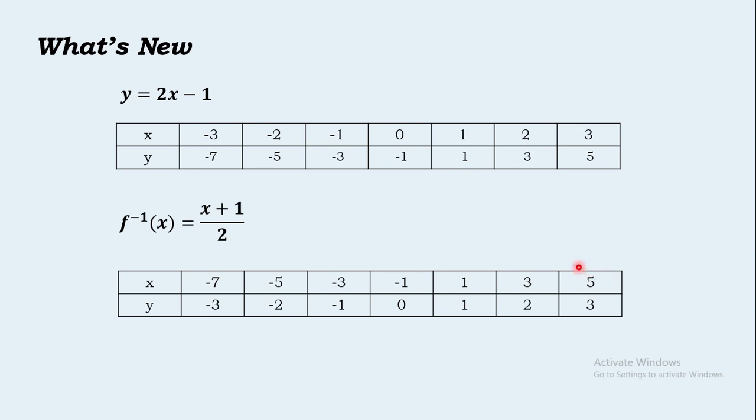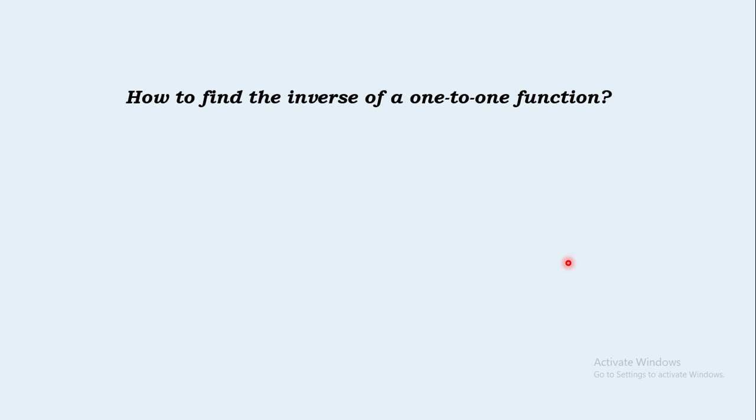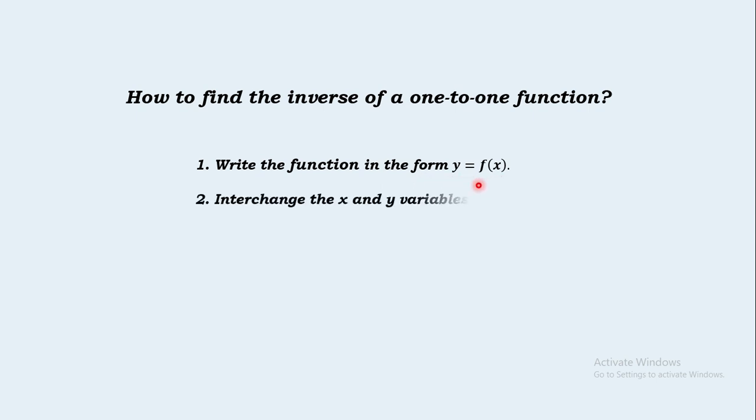To illustrate more on this, we need to find the inverse of a one-to-one function. So how do we find the inverse of a one-to-one function? Number one, write the function in the form y equals f of x. Number two, interchange the variables x and y. And number three, solve for y in terms of x. We will have more illustrative examples on this.